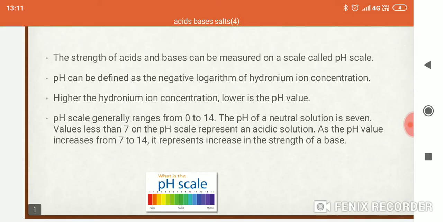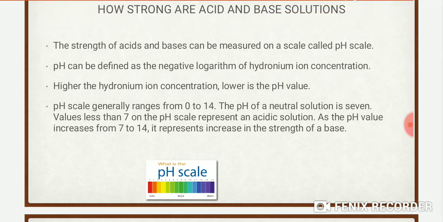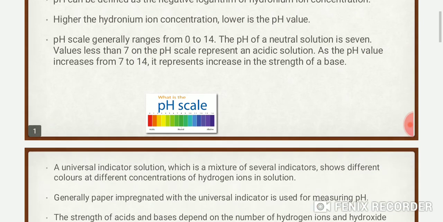The pH scale generally ranges from 0 to 14. The pH of a neutral solution is 7. Values less than 7 on the pH scale represent an acidic solution. As the pH value increases from 7 to 14, it represents an increase in the strength of a base.